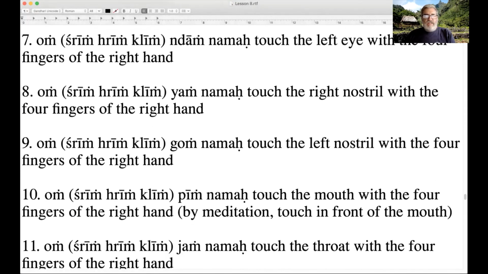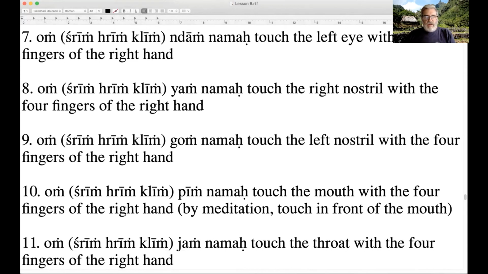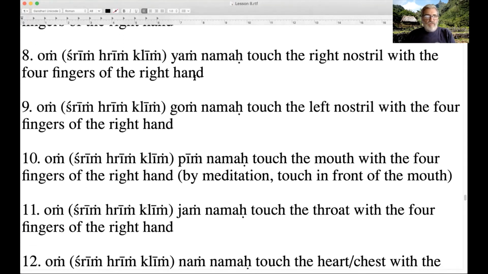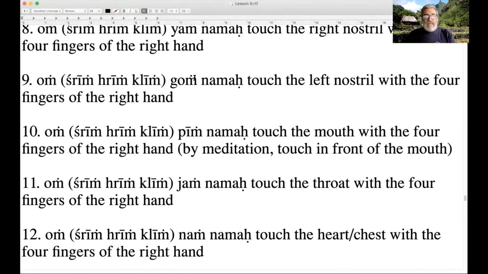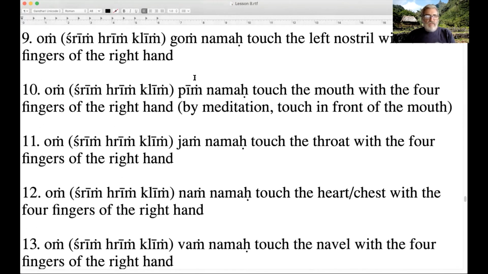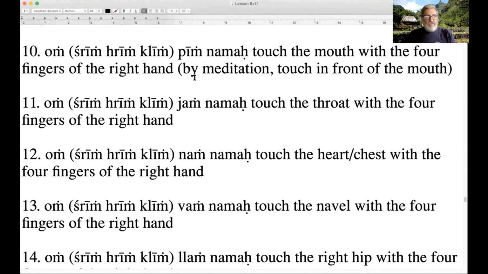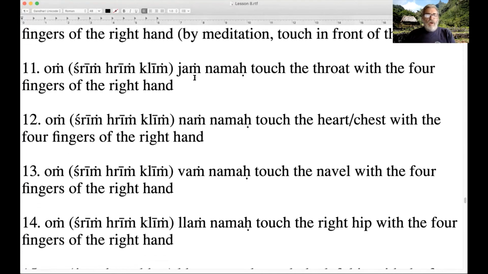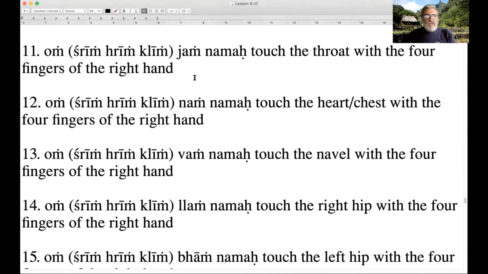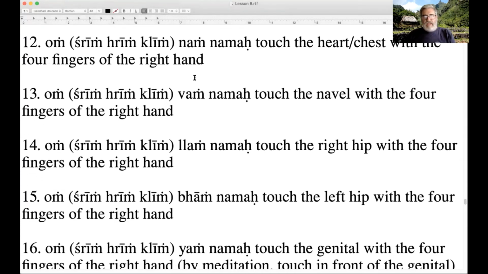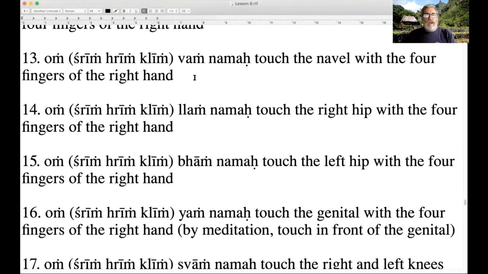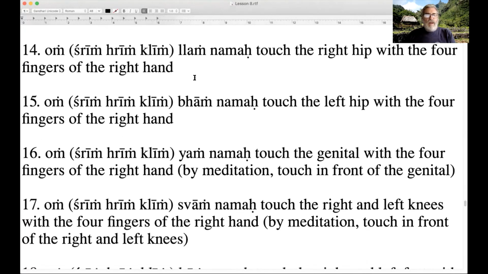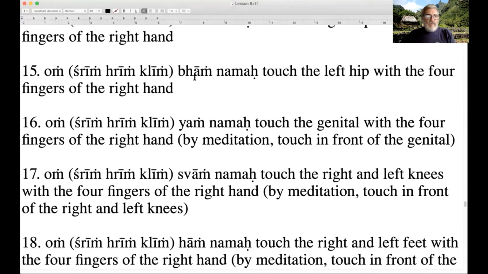Om Yam Namaha, touch the right nostril with the 4 fingers of the right hand. Om Gom Namaha, touch the left nostril. Om Pim Namaha, touch the mouth, of course by meditation. Om Shrim Namaha, Om Jam Namaha, touch the throat. Om Nam Namaha, touch the heart or chest. Om Vam Namaha, touch the navel. Om Ram Namaha, touch the right hip. Om Pam Namaha, touch the left hip, each with the 4 fingers of the right hand.